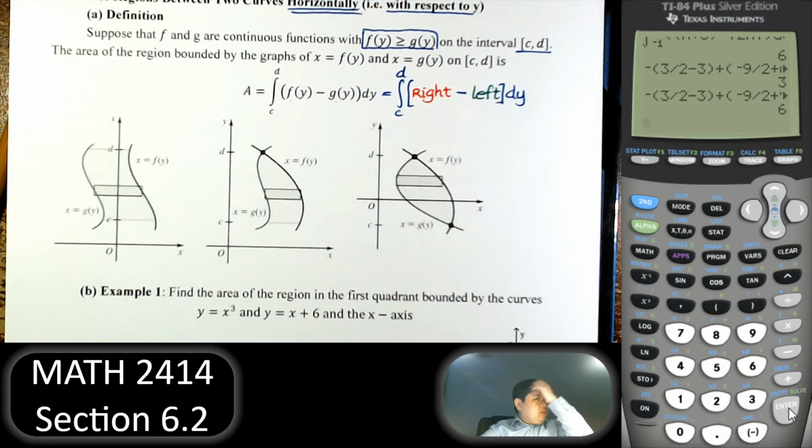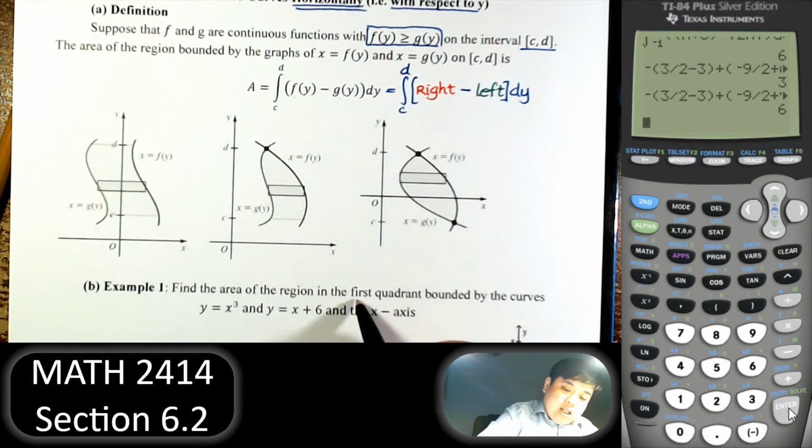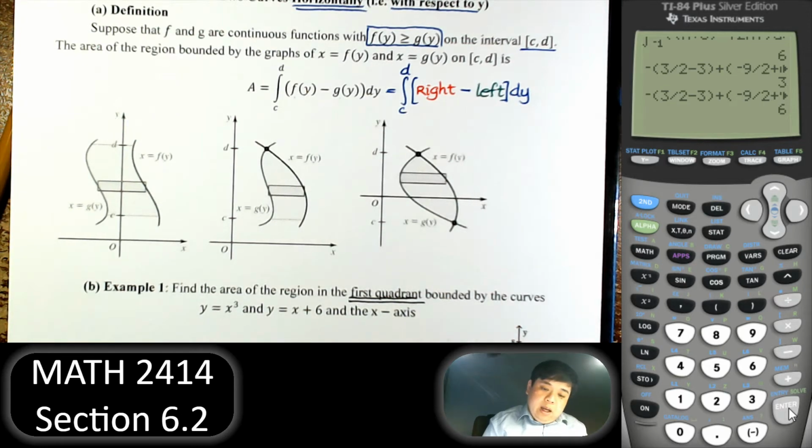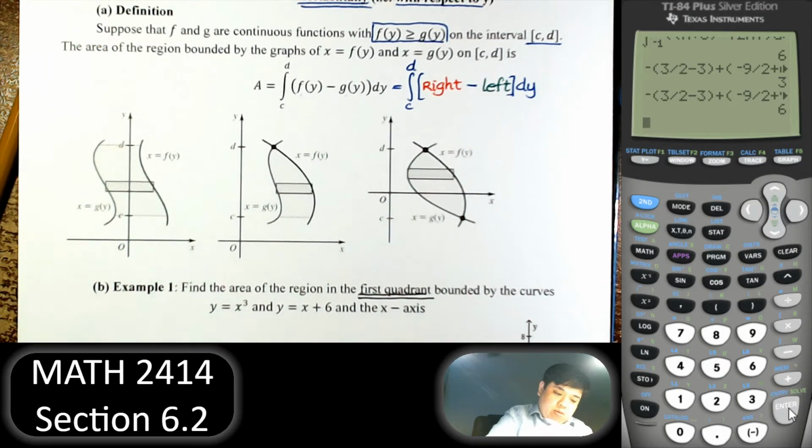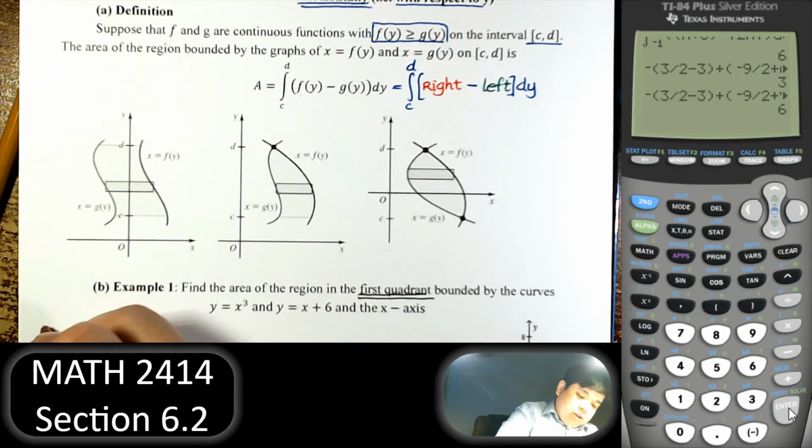Right. So let's look at the first example here. Find the area of the region bounded in the first quadrant. So don't forget that this is in the first quadrant only. Bounded by the curve y equal to x cubed. X cubed, of course, looks like that. And so let's look at y equal to x cubed.